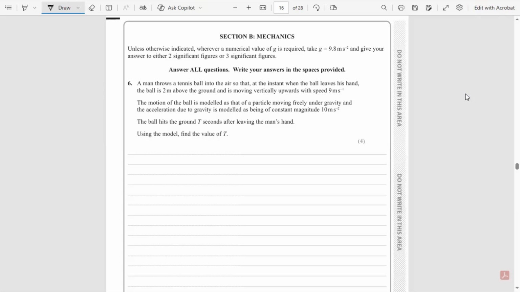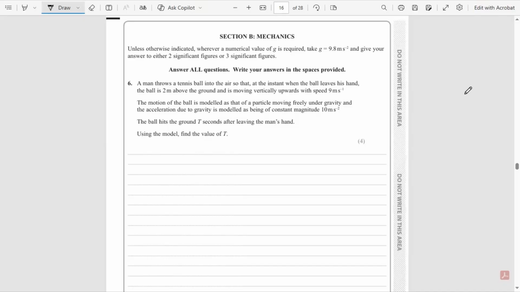Hi everyone. So in this video, we're going to be working through a Year 12 mechanics question from the AS 2018 paper on SUVAT in one dimension. So a man throws a tennis ball into the air so that at the instant when the ball leaves his hand, the ball is 2 meters above the ground and is moving vertically upwards with a speed of 9.